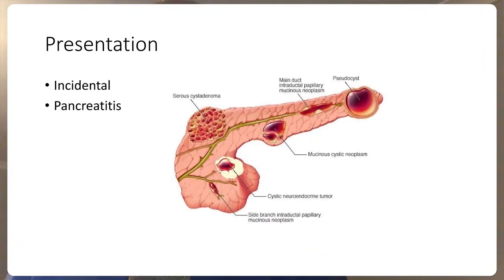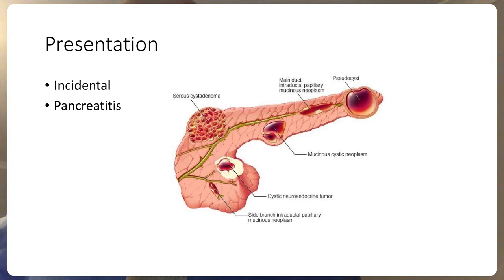Now, how do they present? As I mentioned, they come to your attention usually incidentally. They do not cause specific symptoms unless they lead to pancreatitis. And any one of these lesions could actually lead to pancreatitis because they could involve or compress the main pancreatic ducts. And this scheme shows us the distribution of a variety of types of cysts.